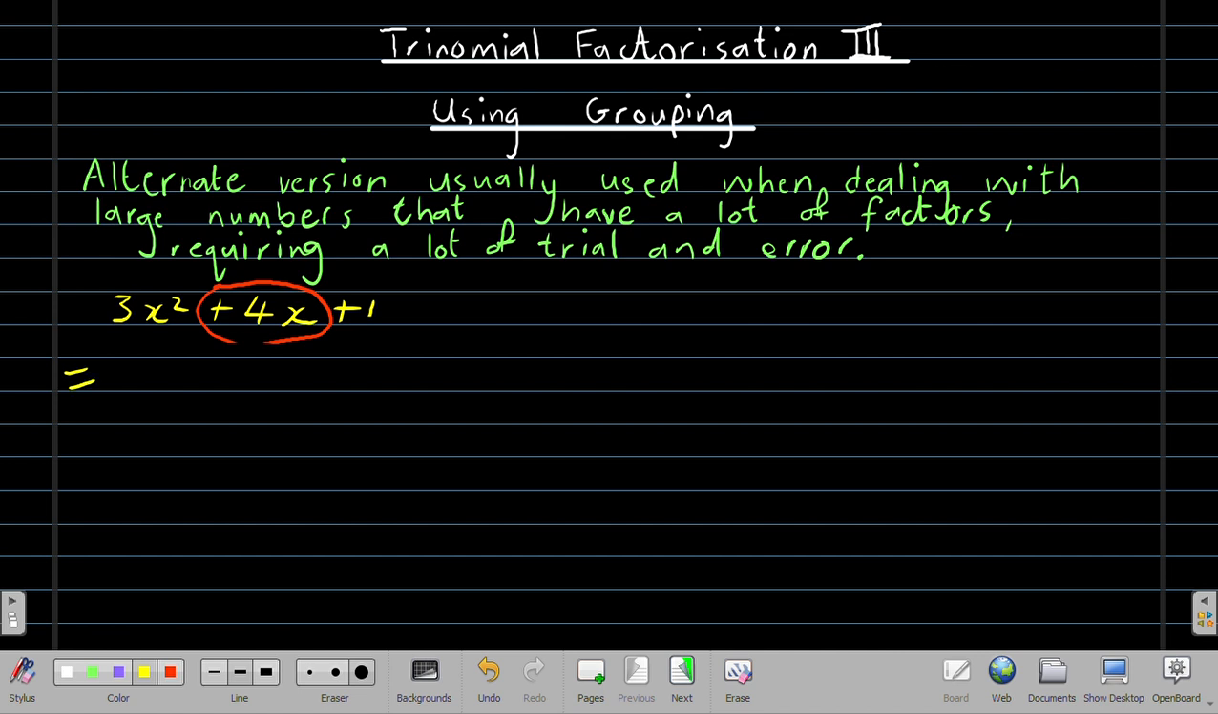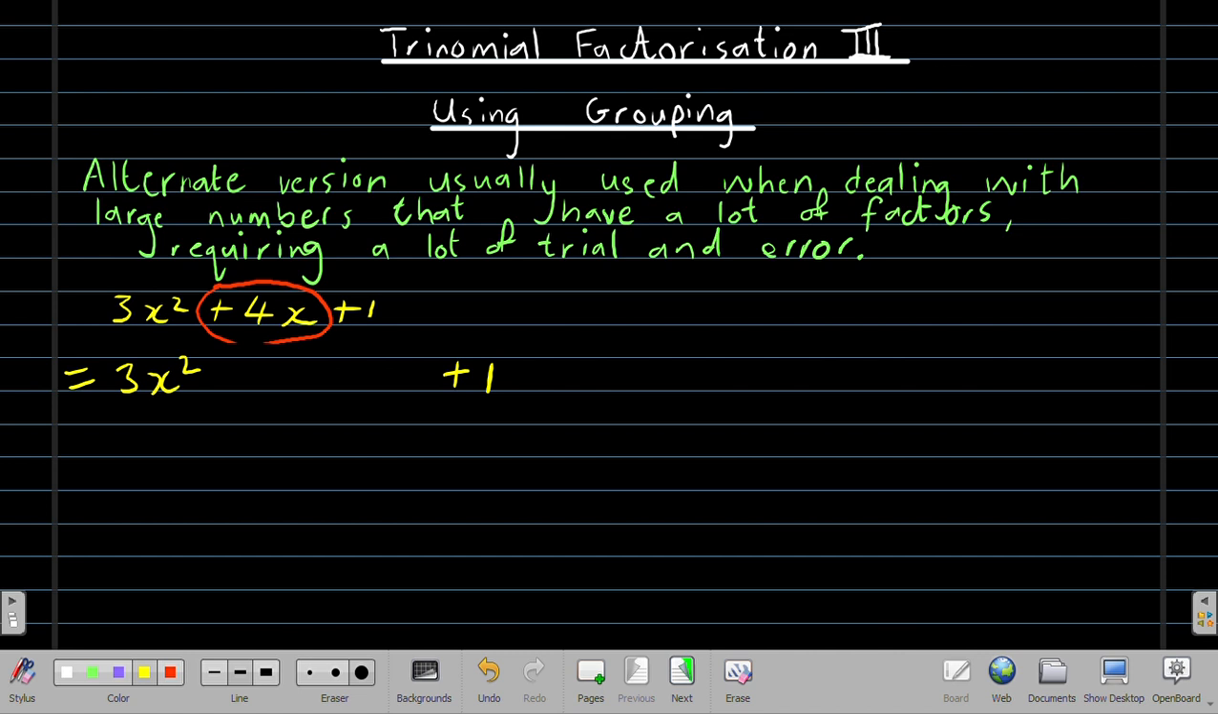Right here we have 3x squared plus 4x plus 1. The trick with this is, unlike before when we look for the factors of the first and the last term, here we're going to really be focusing on the middle term. What we're going to do here is break up the middle term. So first of all, I'm just going to write down the first term and the last term here, and then we're going to break up this middle term here, plus 4x.